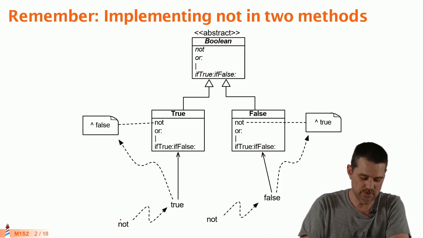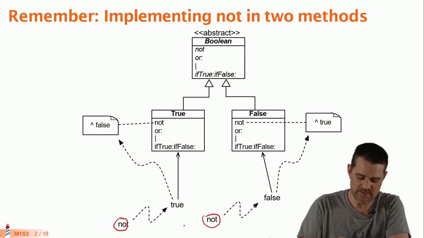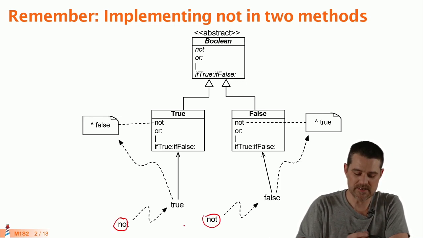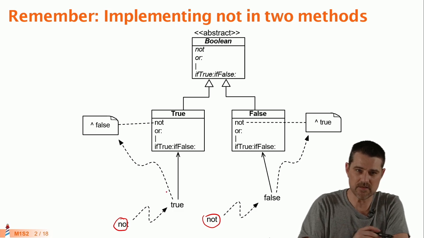And when you send a not message to an object, it will correctly respond whether it is the true instance or the false instance that receives it. So we never test exactly which object receives the message not, and based on the class of the receiver, it will respond accordingly.